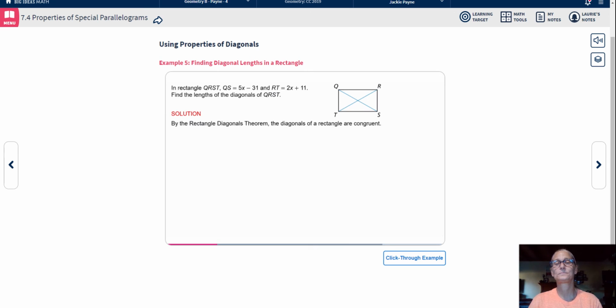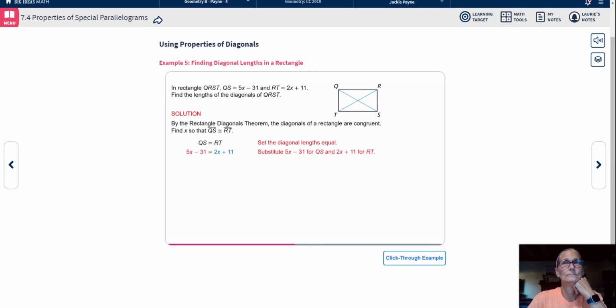Solution. By the rectangle diagonals theorem, the diagonals of a rectangle are congruent. Find x so that segment QS is congruent to segment RT. Set the diagonal lengths equal. So, QS equals RT. Then substitute 5x minus 31 for QS and 2x plus 11 for RT. Now solve for x. First, subtract 2x from each side of the equation. This gives you 3x minus 31 equals 11.